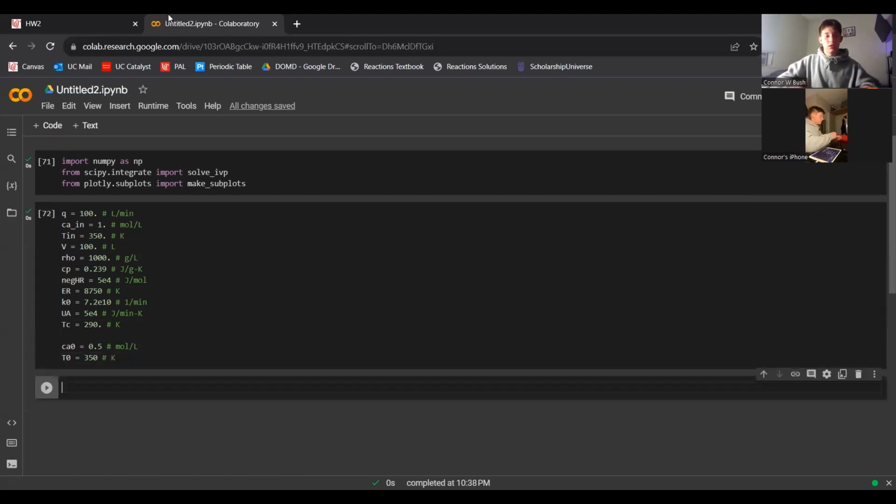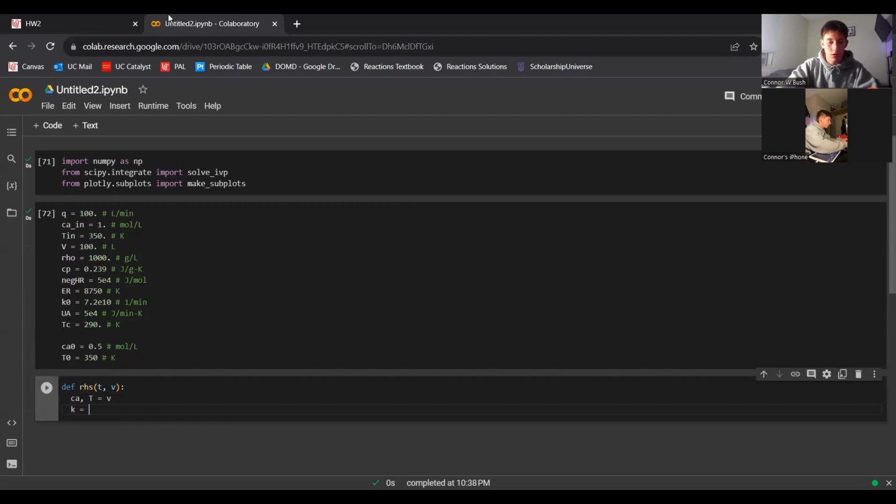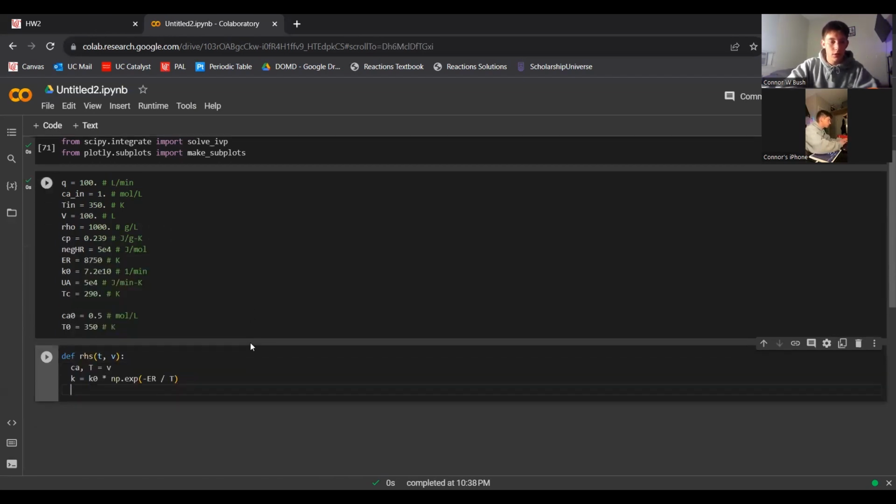So now that we have all of these, we can start writing a function. So we're going to define our function, RHS for right-hand side. We need some time, and then the vector v. We're going to unpack the vector. So we need concentration and temperature. V for the vector, capital V for volume, and then our equation for K, our Arrhenius equation. That's negative ER divided by T. And then now we can write our two differential equations.